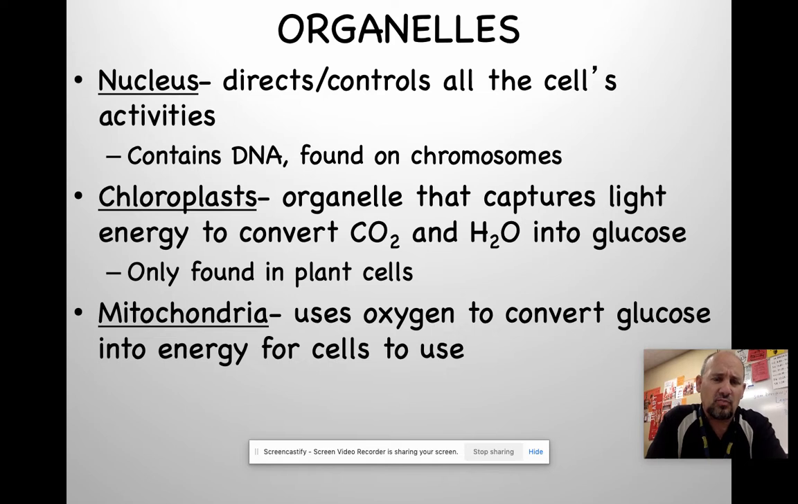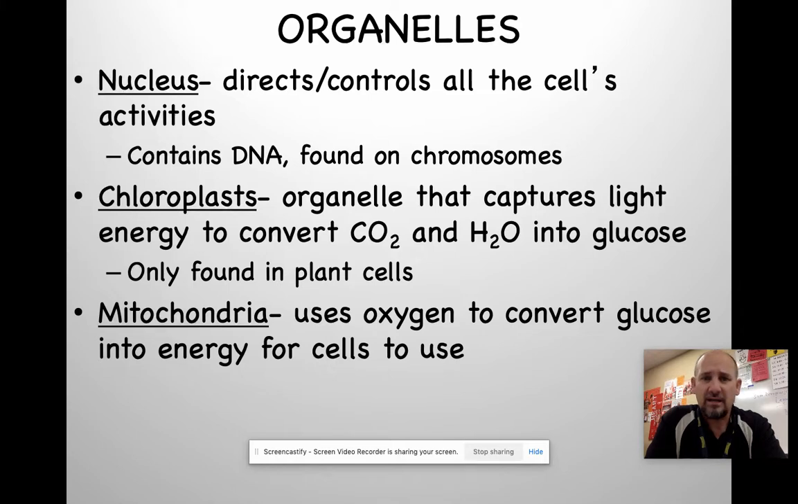First organelle is one of the most important, and it's called the nucleus. The nucleus is the control center. It's in charge of making sure that all the cell's activities get accomplished. It directs and controls every bit of the cell's activities, and it does so by sending out information found in the nucleus's DNA. And that DNA is found inside the nucleus, and it's found specifically on structures called chromosomes.